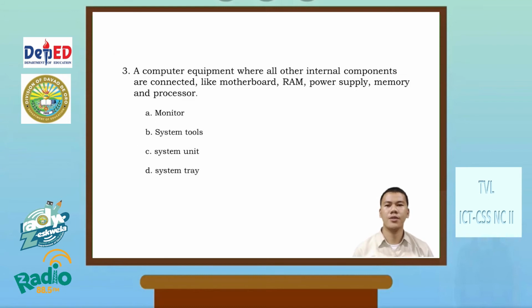Number 3 question. A computer equipment where all other internal components are connected, like the motherboard, the RAM, the power supply, the memory, and the processor. A. The monitor. B. System tools. C. System unit. Or D. System tray.